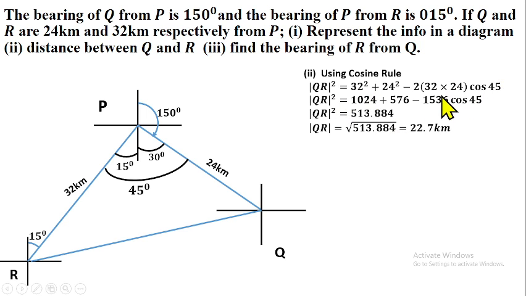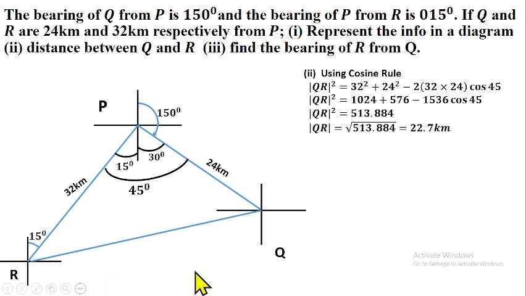Seeing what you have on the board on the screen right now, you have QR squared equals 32 squared plus 24 squared minus 2 into 32 times 24 cos 45. Simplify that, you have your QR to be 22.7 kilometers. Then you have to find the bearing of R from Q.